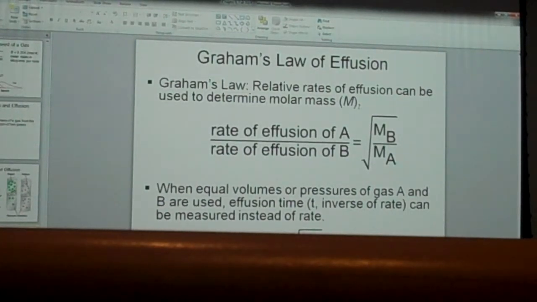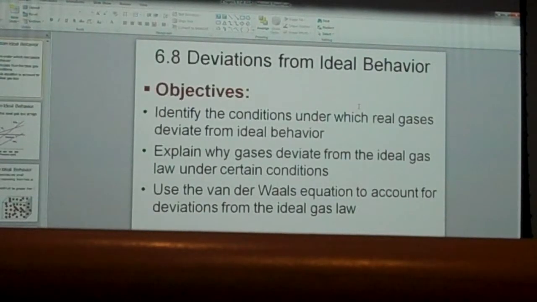Because it's still the ratio of those two. Okay, so anyway, those are the equations for that. Now, deviation from ideal behavior. Let's think about this for a second. Let's see if we can think about the deviations and where they would come from.